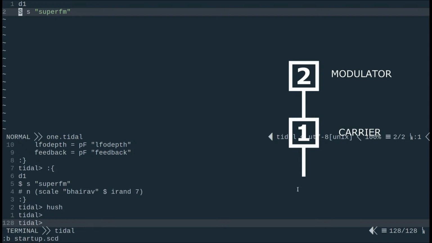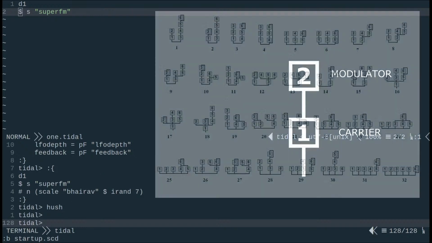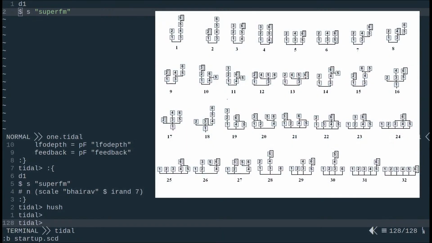I don't know if you can see my mouse. I think you can. Anything above that is a modulator. When a box is connected to another one underneath it, it's modulating its frequency. And there are different configurations that you can make. The Yamaha DX7 had 32 algorithms. And these are the graphics for the 32 algorithms of the DX7.